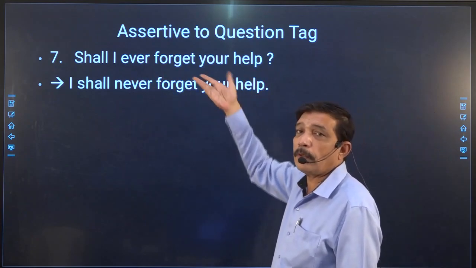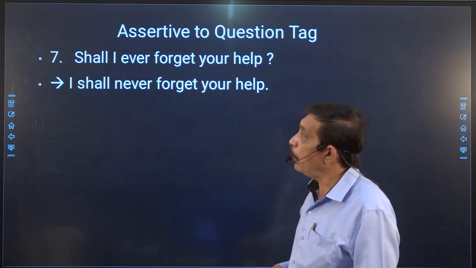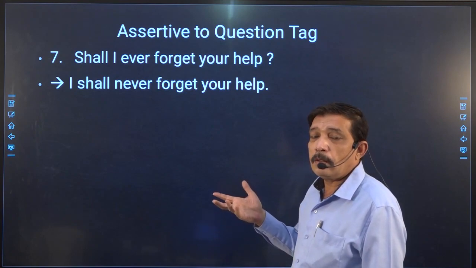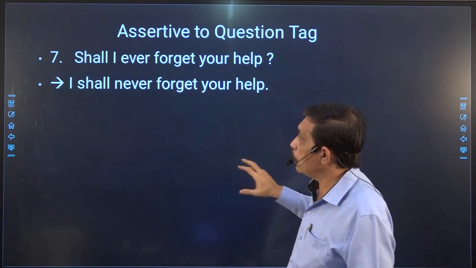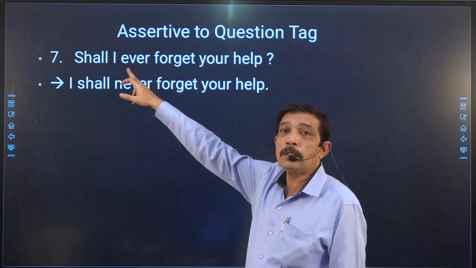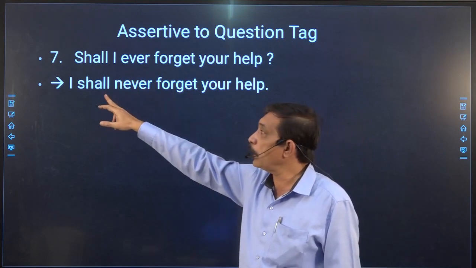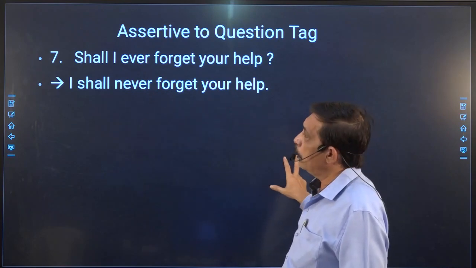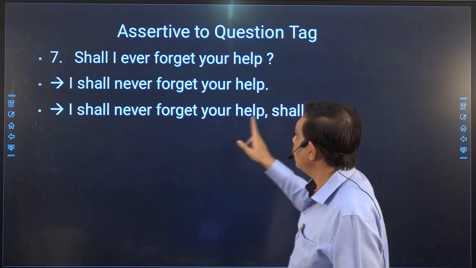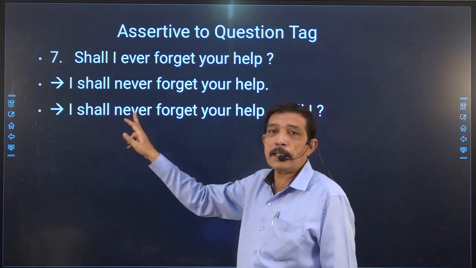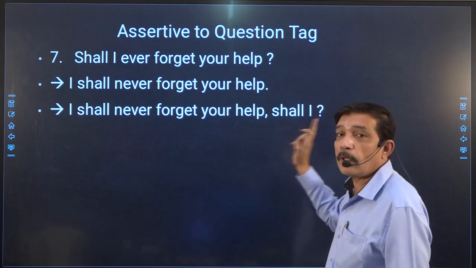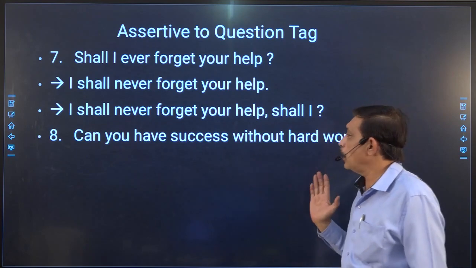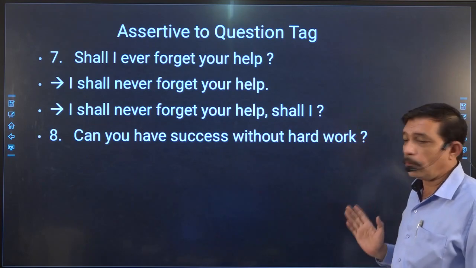Now this is an interrogative and we have to turn it into assertive, but here we should also remember that we are making assertive into question tags. So we will have to concentrate on the interrogative that is given to us, or you can concentrate on the assertive. I shall never forget your help. Yes, I shall never forget your help. Now helping verb is there, negation is there, so we will have to use the helping verb, remove the negation and add the subject: shall I.